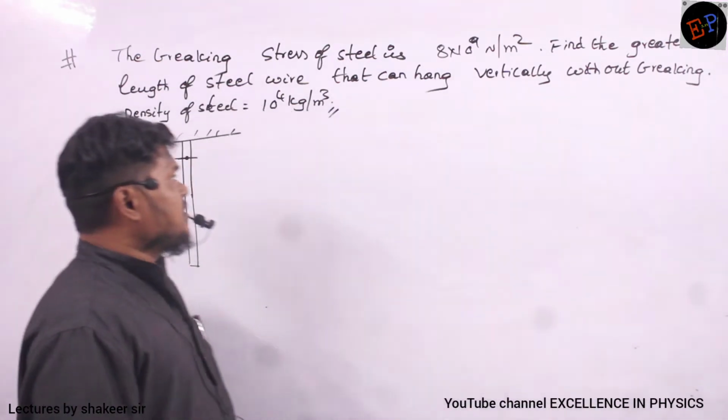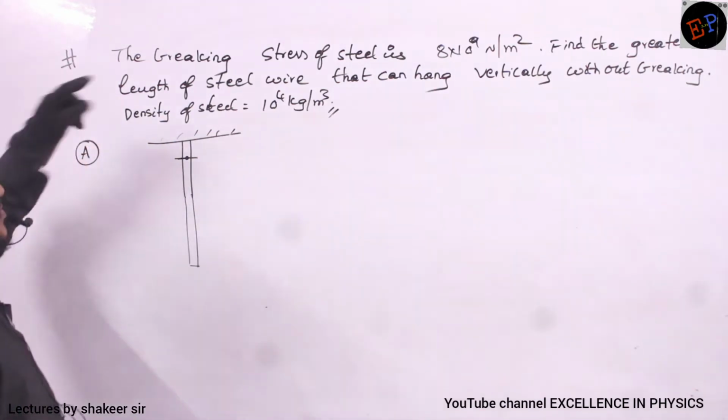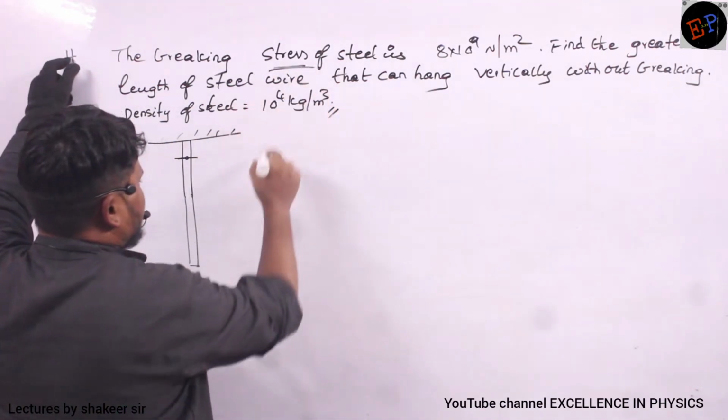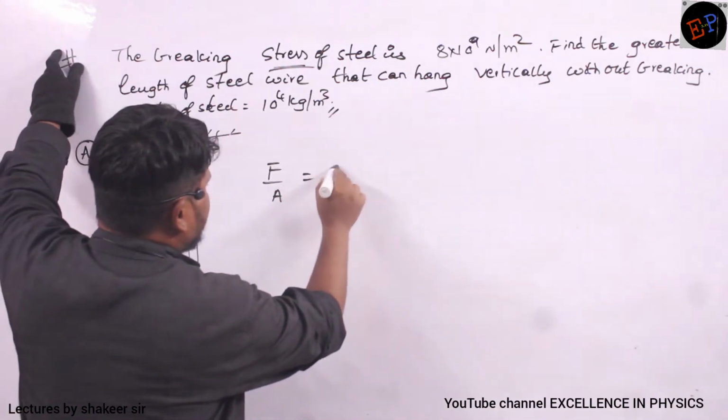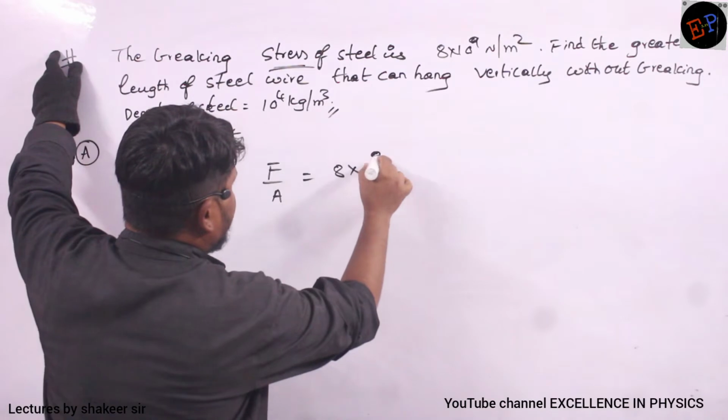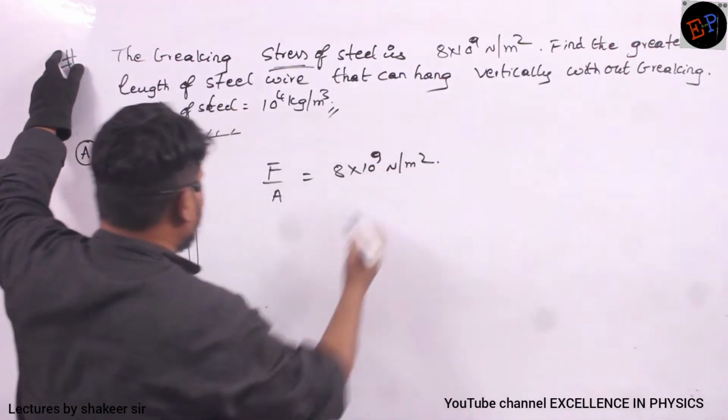So let us see what is the data which he gave. The data is that breaking stress is given. What is meant by stress? Stress is nothing but force per unit area. So how much is that? It is equal to 8 into 10 power 9 Newton per meter square. Are you able to understand?